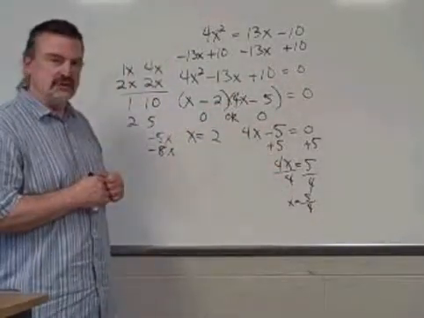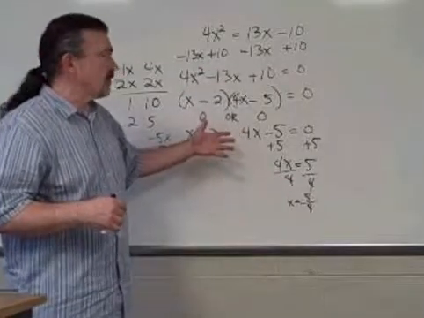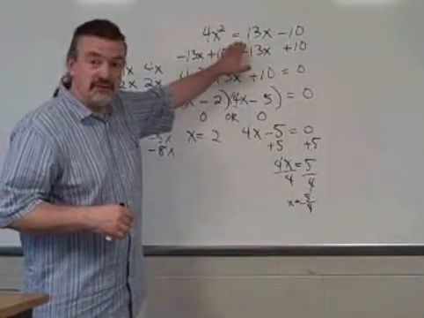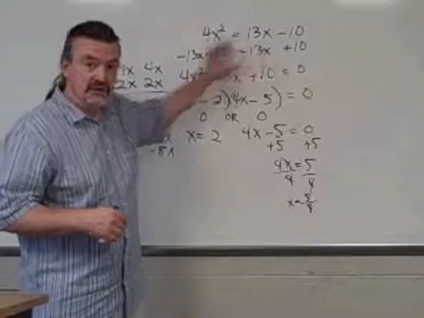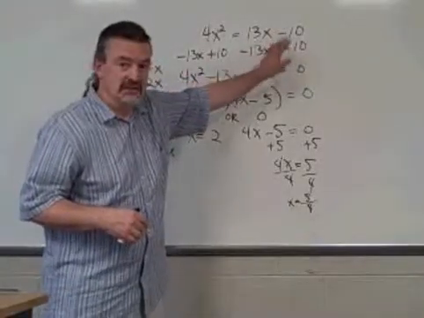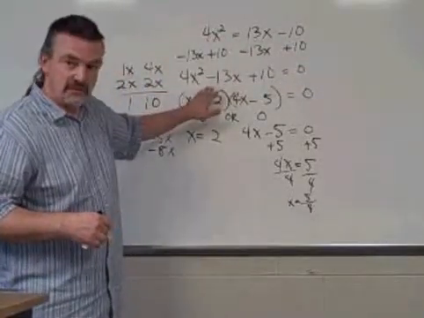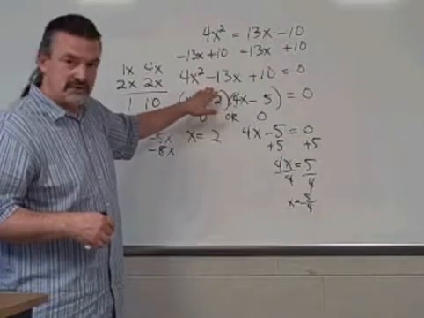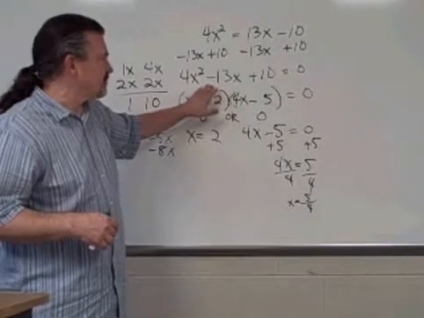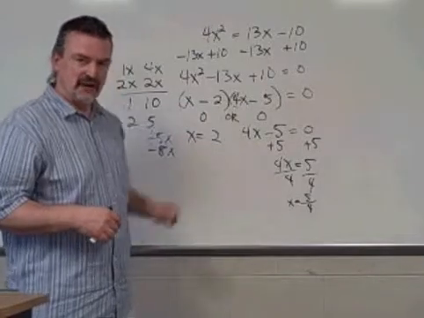That's our other solution. We've solved this quadratic equation, which we first had to put into standard form by moving these two terms, the 13x and the 10, to the left side to combine them here with the 4x squared term. That formed a trinomial which we could factor in order to find those solutions.